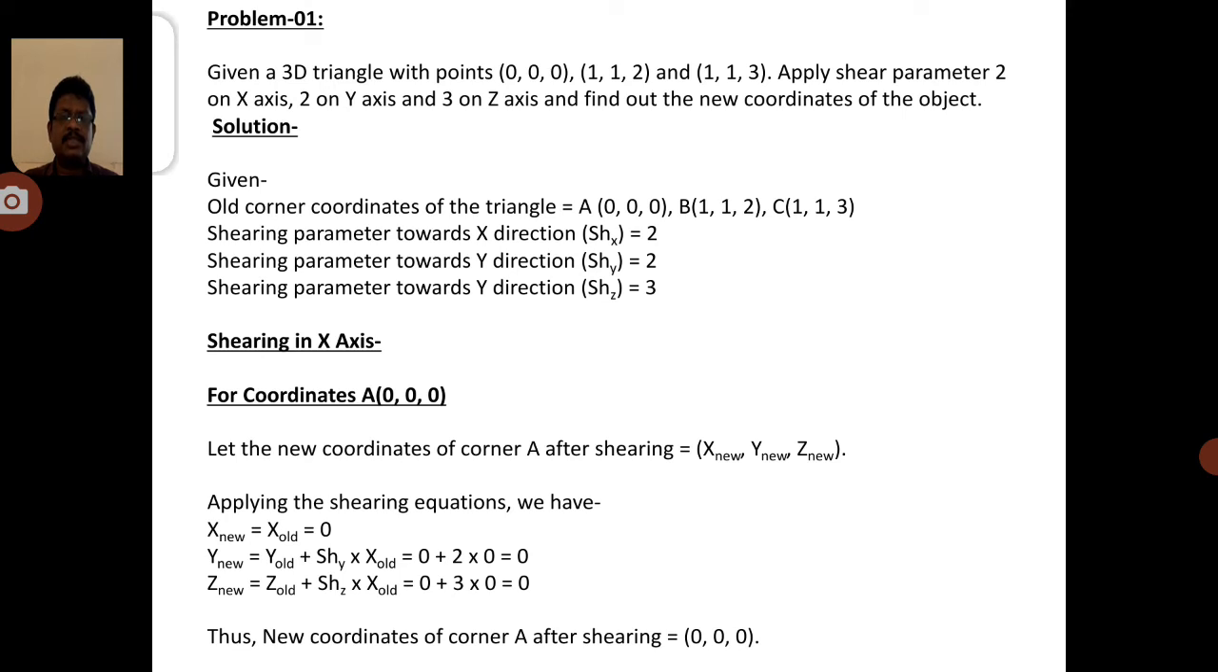Now we have to consider the old corner coordinates of the triangle, and the shearing towards the x axis, y axis and z axis is given. For shearing on the x axis, there is no impact on the x value, so x new equals x old, that is 0. The y value is calculated by the given equation, and finally we find y is also 0 and z is also 0, because the first coordinate of the triangle is 0, 0, 0. So for coordinate A, the new coordinates are also the same.